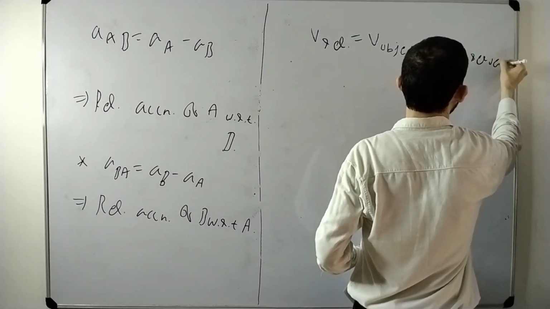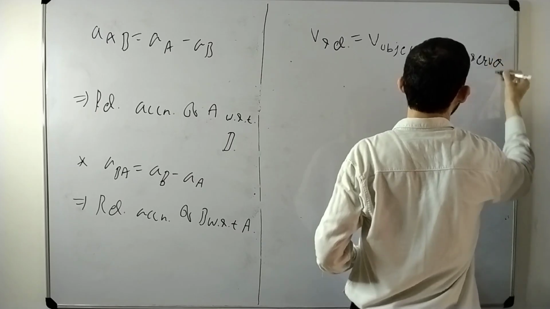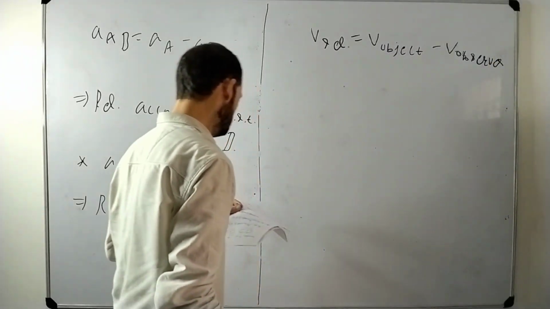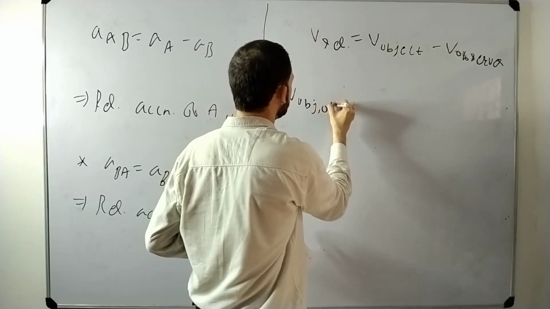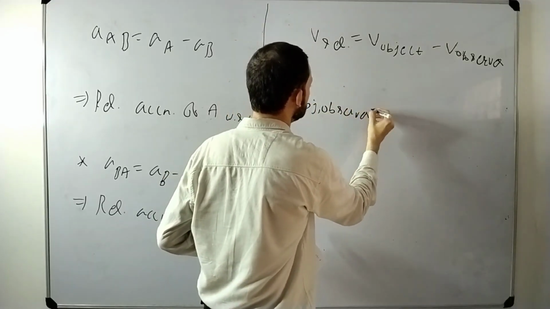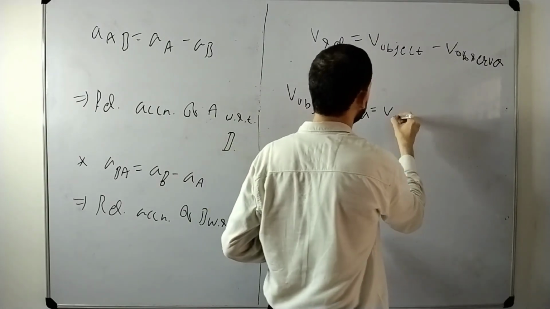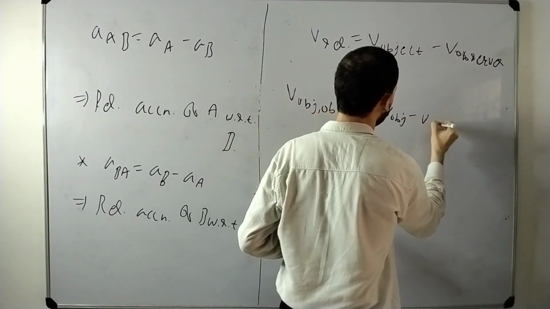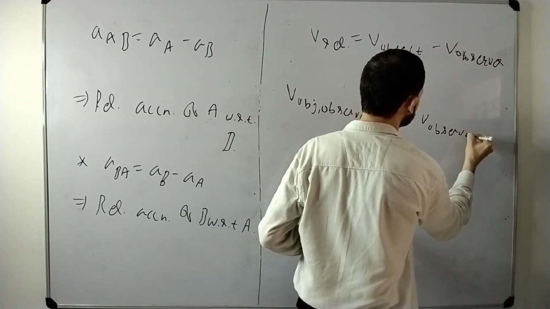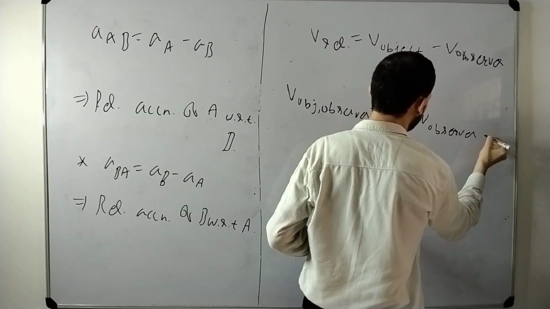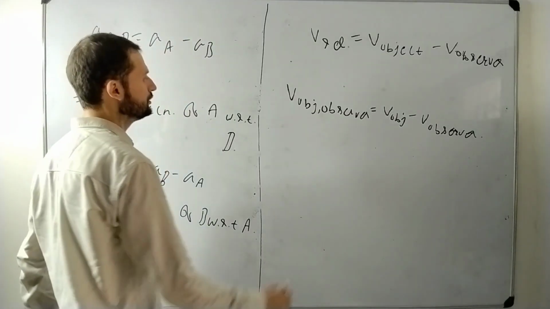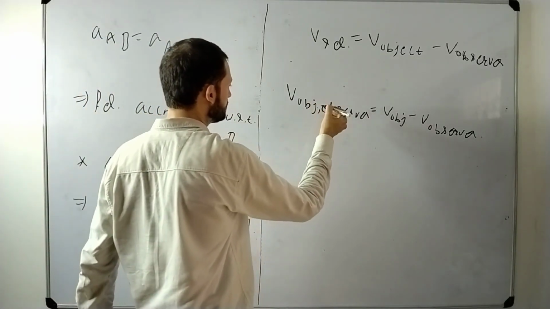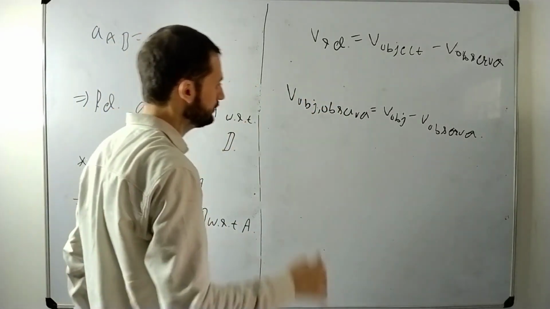Oh, sir, we were so happy the marker is not working. So, V object minus V observer. This is the meaning of relative velocity. Wow, sir, beautiful it is. V object, V observer, whatever you say.